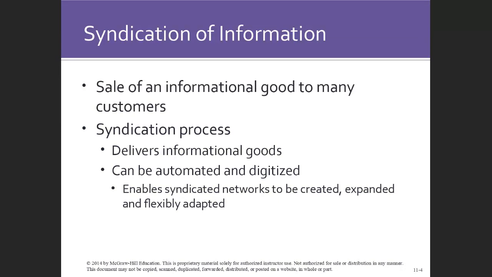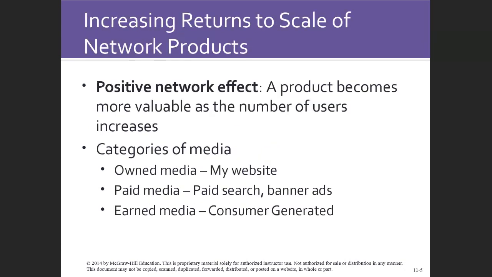And you can also syndicate information that's not particularly original to you. The Huffington Post, for example, has some original authors on that site, but for years, all they did was republish things that appeared in other places and categorize them based on what they were, politics or pop culture or electronics, that kind of stuff. So you can generate your own info or syndicate other people's as long as it's not protected. Increasing returns to scale of network products.